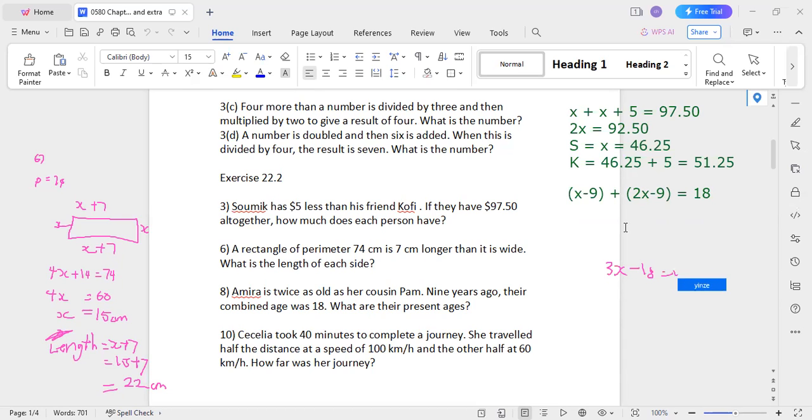Wait, the answer is still the same. Eh? The answer is still the same. No, it's different. Different, eh? Yep, different. Just now, I didn't add the 9.